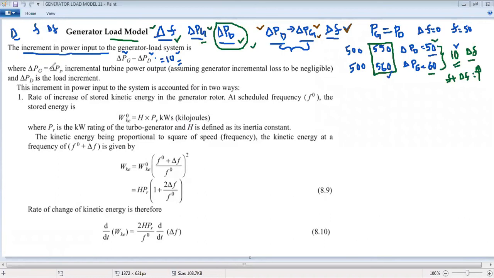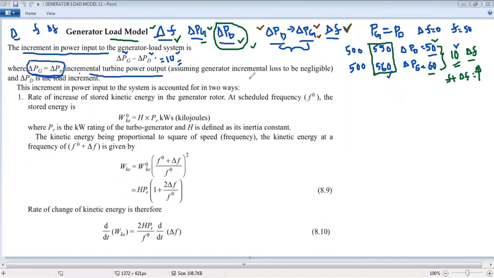Now here we have assumed one condition, that delta PG equal to delta PD. Delta PT is the incremental turbine power output, and delta PD is the load increment here. So we have assumed the condition that delta PG equal to delta PD.